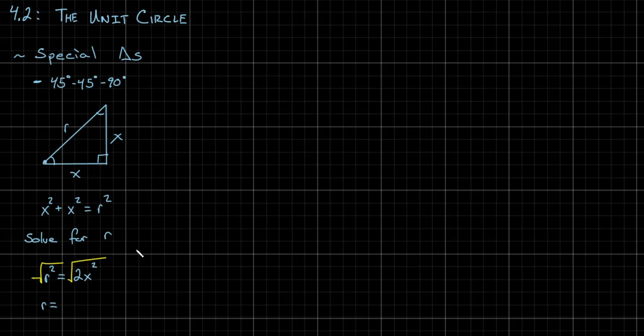Plus or minus. Why didn't I put plus or minus? Yeah, we're talking about the length of a triangle. It doesn't make sense for it to be negative. So help me out here. I want to simplify this.